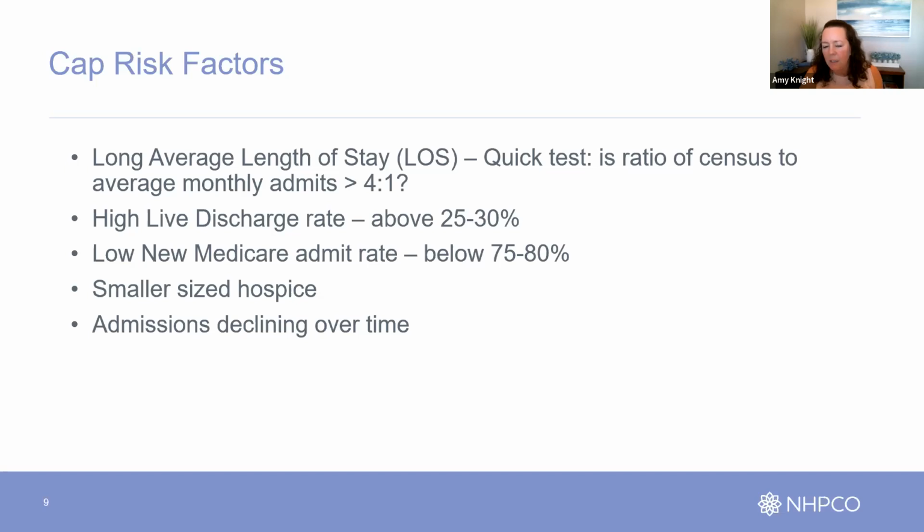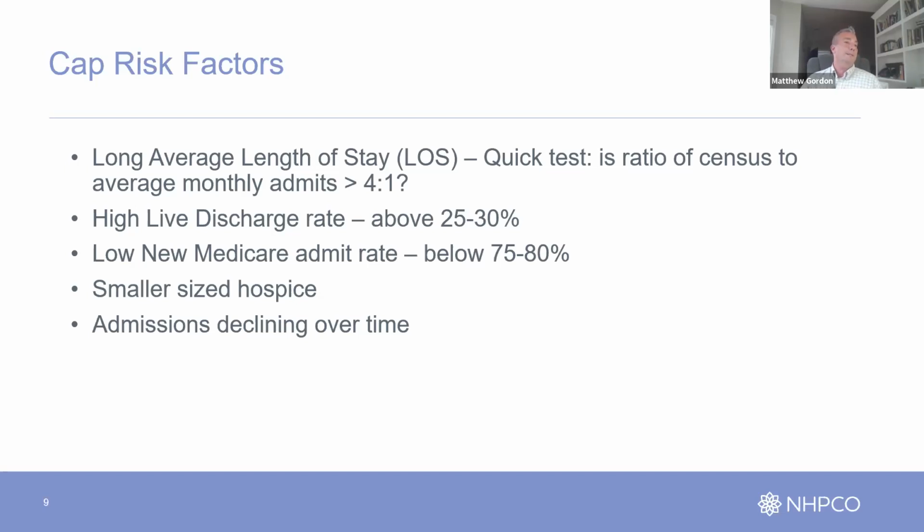I got a question here. Is there a length of stay number that you try to keep it under as opposed to this ratio? Because we calculate length of stay. What number do you put on that?